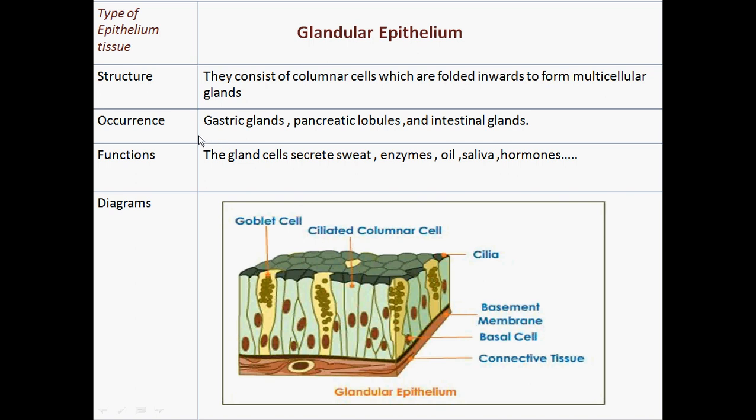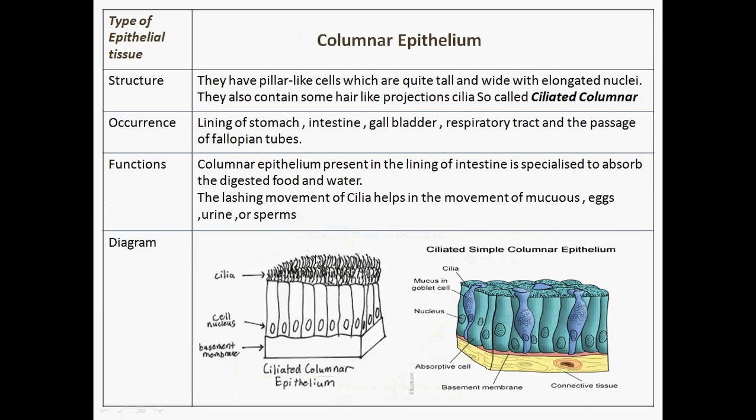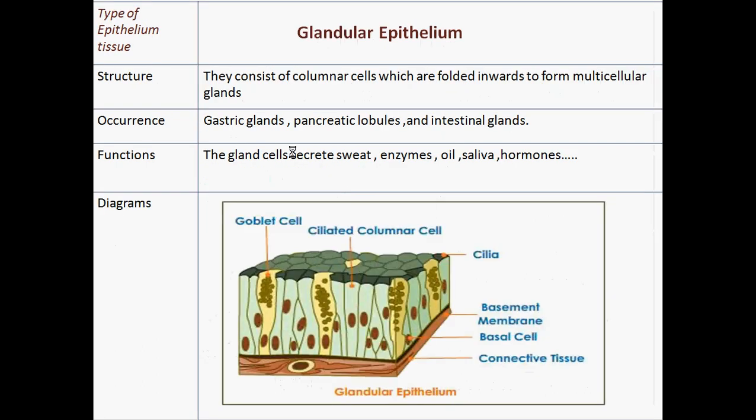So the glands present may be gastric glands, pancreatic lobules, and intestinal glands, which are present in the columnar epithelial tissue. These various glands secrete sweat, enzymes, oil, saliva, and hormones: the sweat gland, salivary gland, and endocrine gland. So we can understand that the columnar epithelial tissue provides maximum protection, helps in absorption of various substances, and even in the secretion of various liquids from the parts of various glands. The glands are mostly formed of columnar cells.